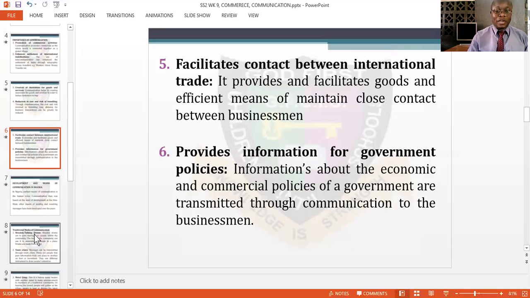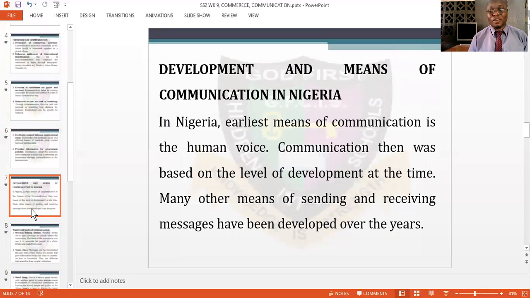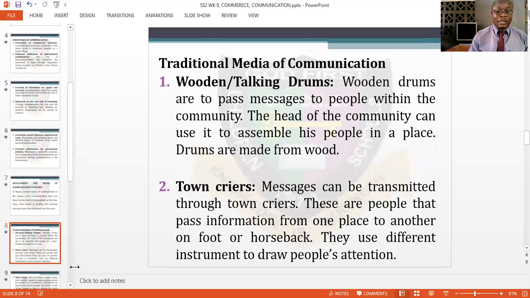Then let us look at the development and means of communication in Nigeria. In Nigeria, the early means of communication was human force. Communication then was based on the level of development at that time. Then many other means of sending and receiving messages have been developed all over the world.